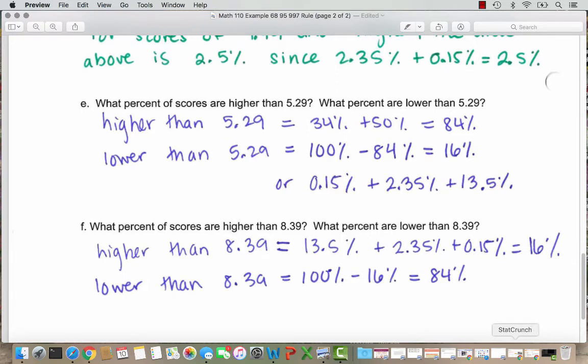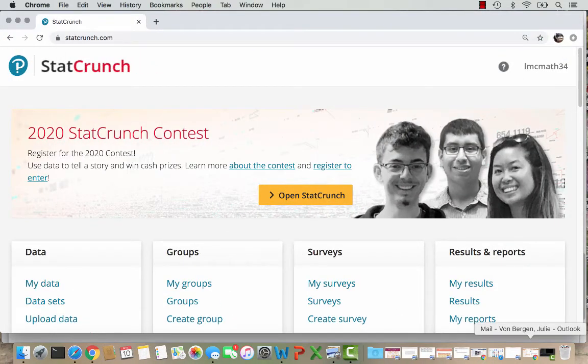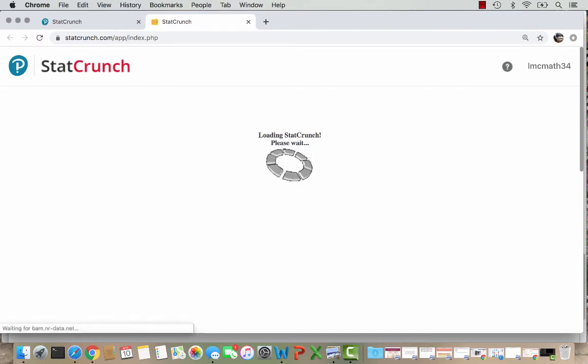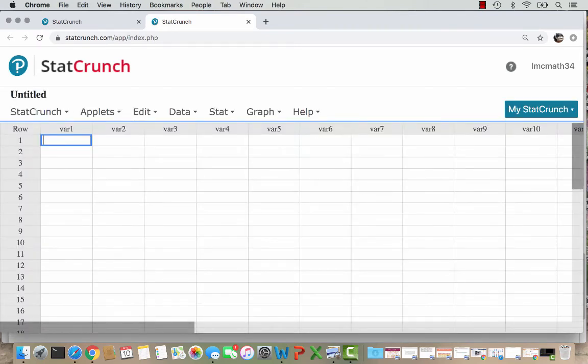If you prefer to use StatCrunch and not the 68, 95, 99.7% rule when you're doing your homework, that is just fine. So I'm going to come into StatCrunch. I'm going to open a blank StatCrunch. I'm just going to be using the normal calculator.